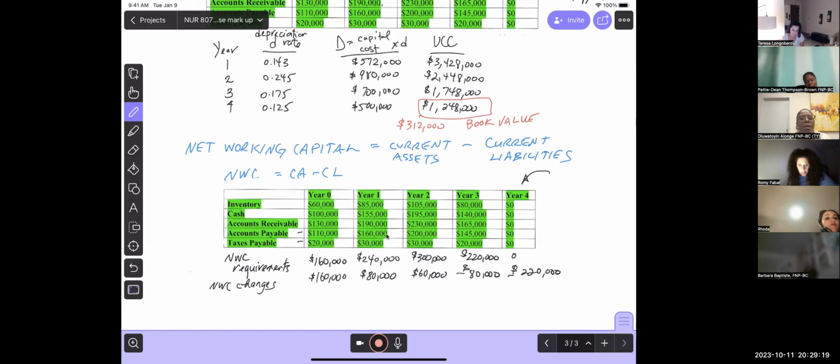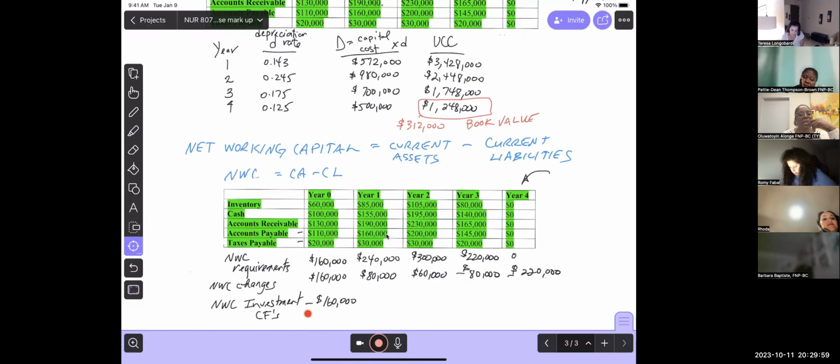So then finally, why are you making it negative 220? Because it's zero minus 220. I don't need $220,000 anymore for this project, for the net working capital. That's what it means. I no longer need that amount. So net working capital investment cash flows is my final step. There's a three-step process, which just makes me change the sign. I just changed the sign across the board.